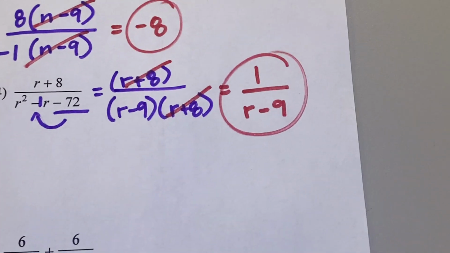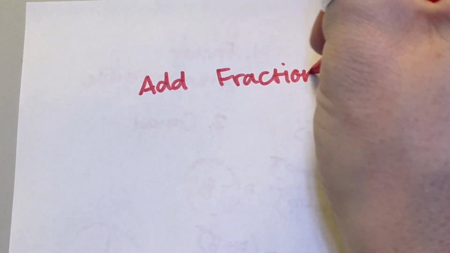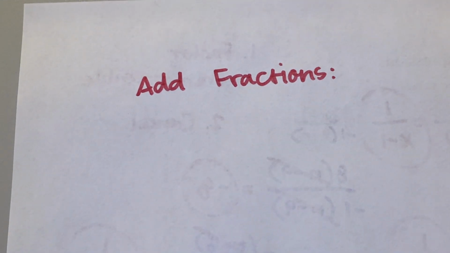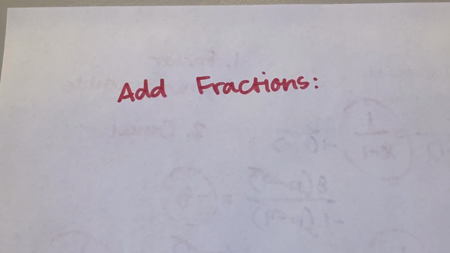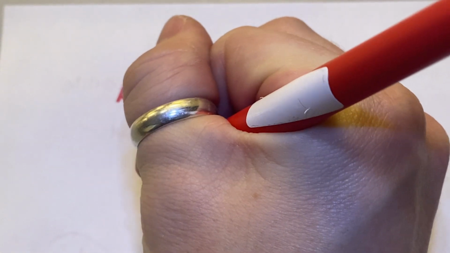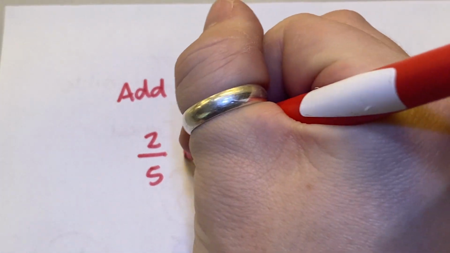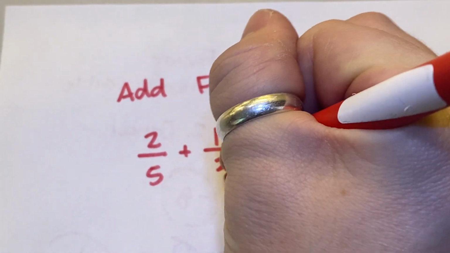Now, everybody turn your paper over. Because we need to remind ourselves, let's go back to whatever grade it was in elementary school, on how to add fractions. So let's say I have 2/5 and it's being added to 1/3.